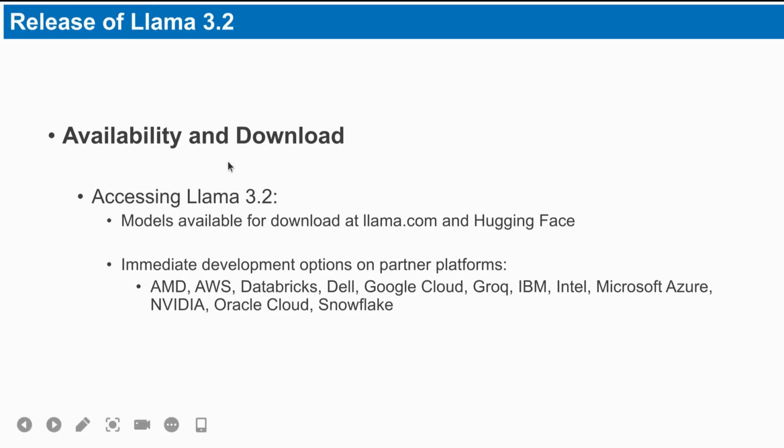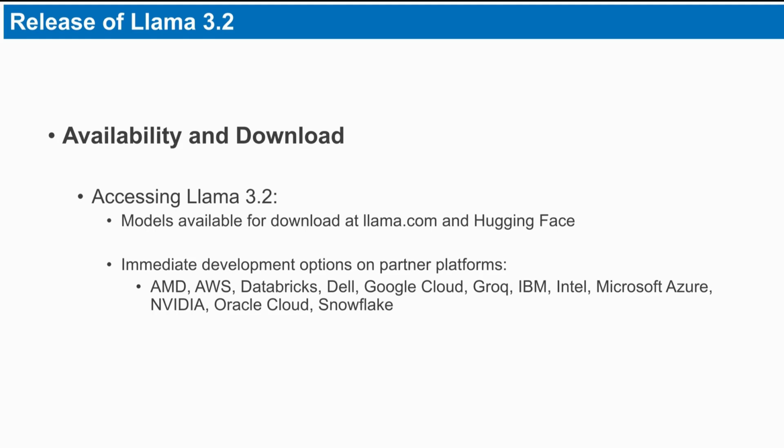Next is where we can see Llama 3.2. So for the release of Llama 3.2, availability and download: we can download the models directly from llama.com, and also Hugging Face is providing the complete series of models for Llama 3.2. It also has immediate development options on partner platforms like AMD, AWS, Databricks, Dell, Google Cloud, IBM, Intel, Microsoft Azure, NVIDIA, Oracle Cloud, and Snowflake. There we can start immediate development.